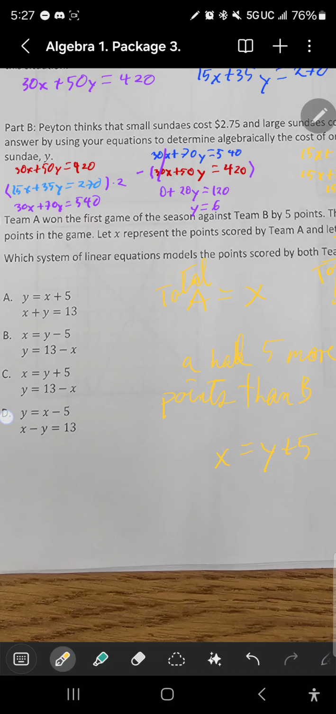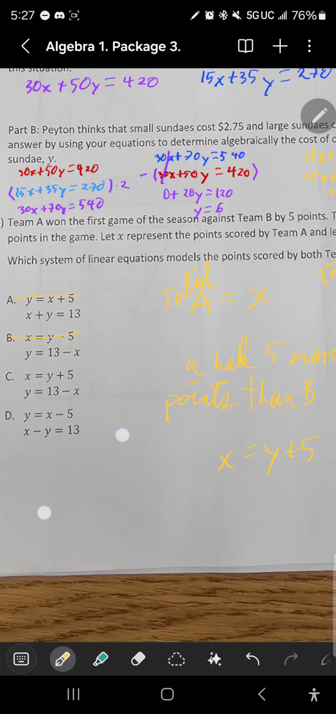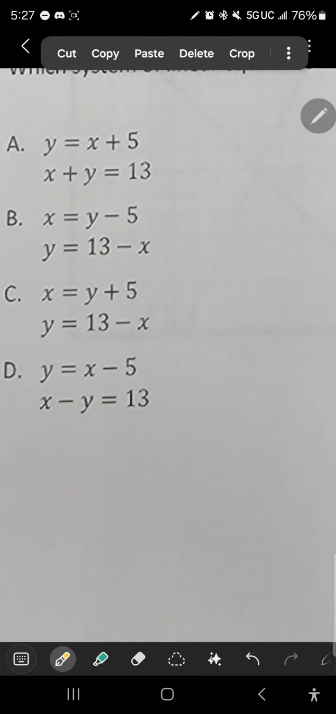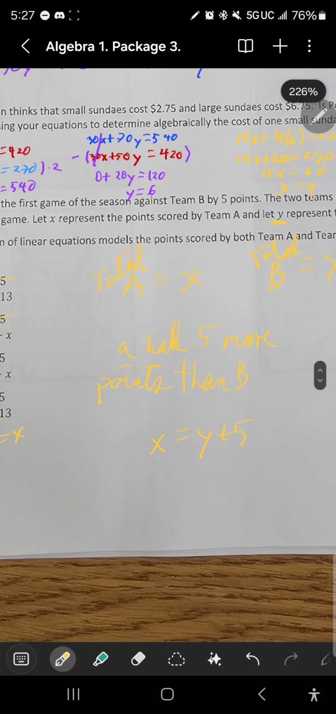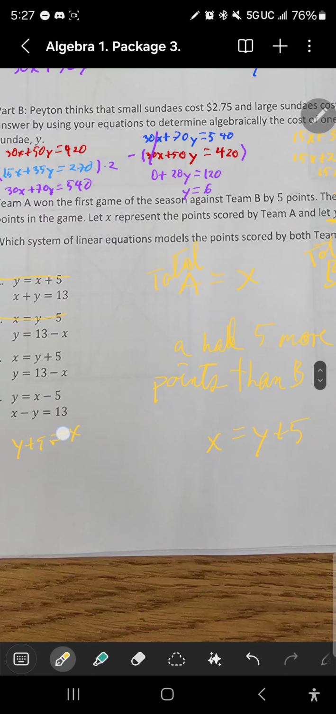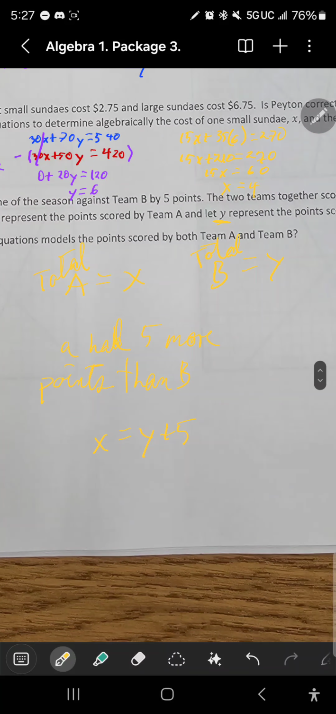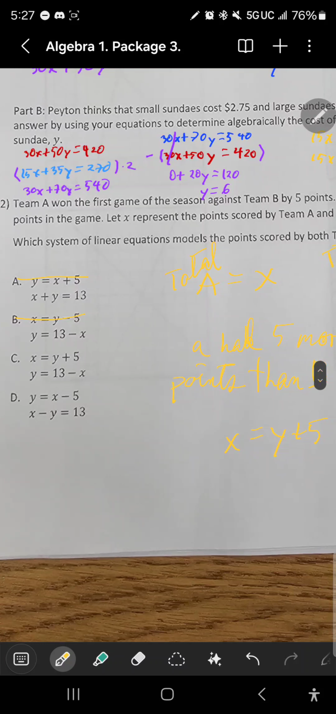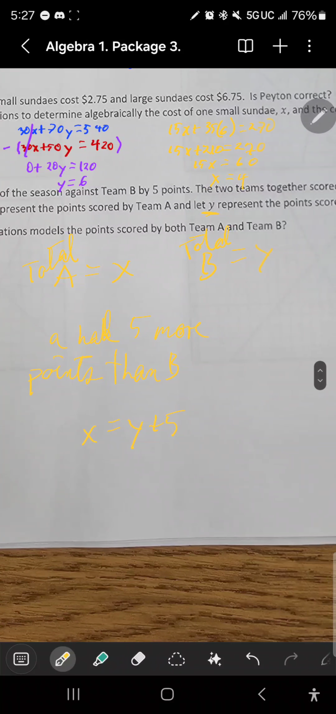So right now, we can get rid of this one. Actually, this one is equivalent to that one. So I'm going to leave that. And I didn't do this one because if we add 5 to both sides, I will get Y plus 5 equal X, which is exactly the same as what we have here. Now, for the second equation, it says that the two teams score 13 points together.